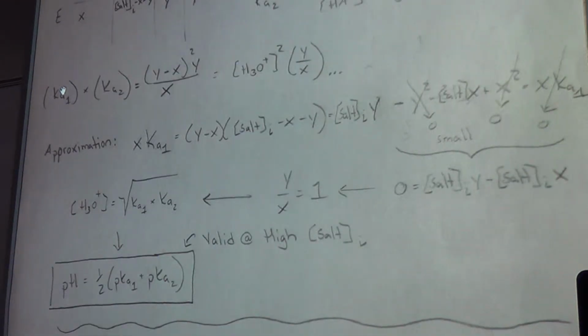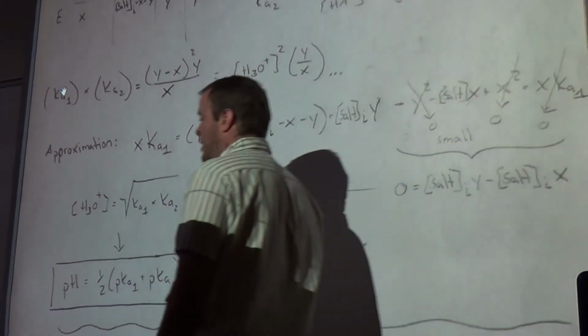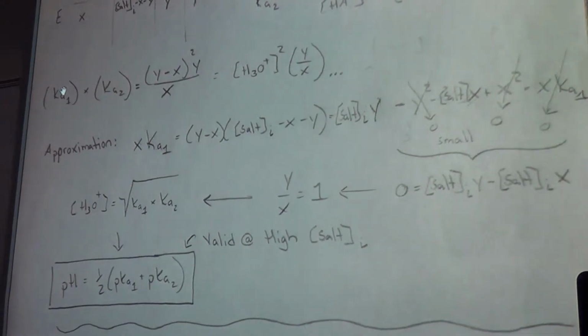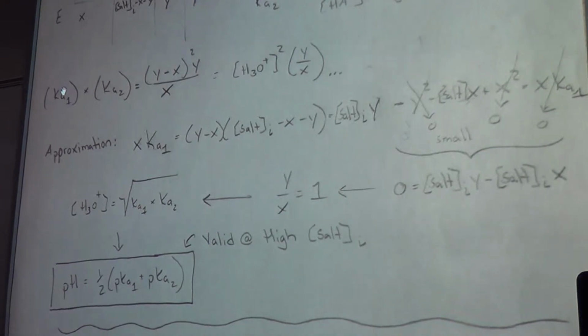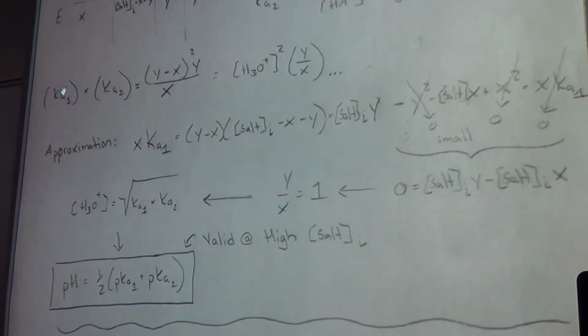All right, so the next little piece of math addresses the question, what if you have a salt of a diprotic acid? So you've got something like H2A, but you've fully deprotonated one of the protons and substituted the sodium. So now you've got NaHA.